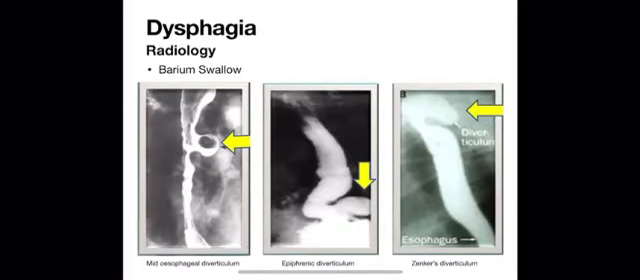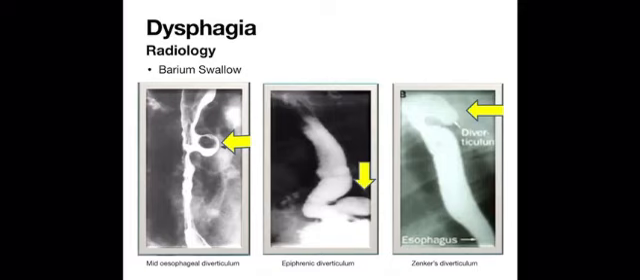The first barium swallow shows a mid-esophageal diverticulum, wherein a patient might present with dysphagia, halitosis and painful swallowing, odynophagia. The second picture shows an epiphrenic diverticulum, wherein you see a diverticulum at the distal end of the esophagus towards the abdomen, that is at the level of the gastroesophageal junction.